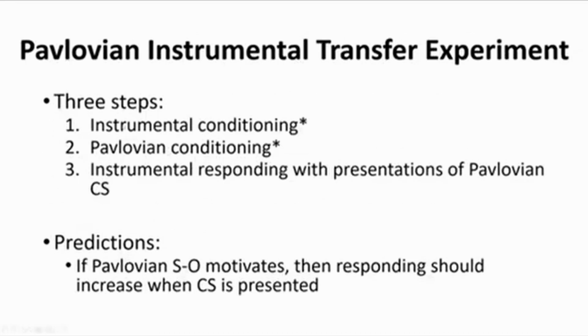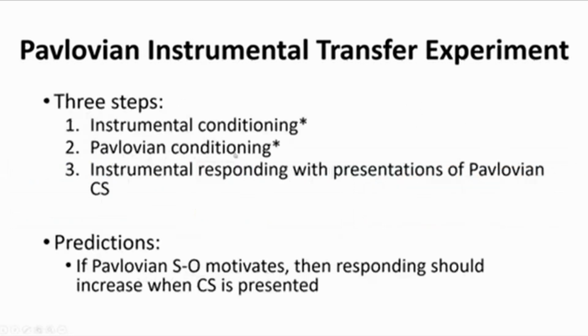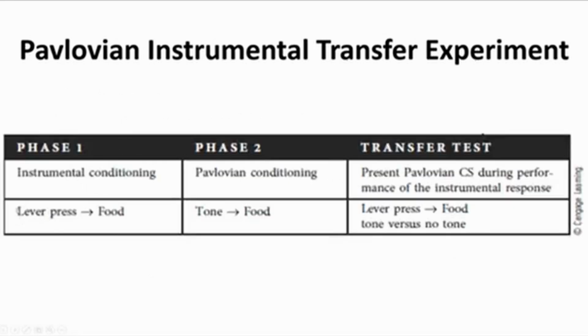So what does this process look like? There are going to be 3 steps, and I'm going to hop back and forth between this slide here and the one that follows it, and that's just because this table here includes our 3 steps: phase 1, 2, and then our transfer test is stage 3, and those line up with the 1, 2, and 3 here. Now, step 1 is going to involve instrumental conditioning. So, for example, we can have a lever press leading to food. So you train a rat in an operant box that pressing the lever gets them food pellets as a reinforcer.